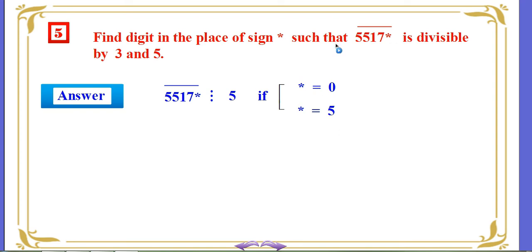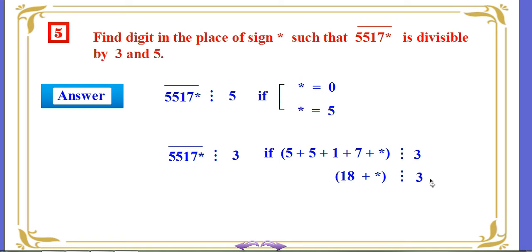On the other hand, 5517 star is also divisible by 3, so the sum of the digits must be divisible by 3. 5 plus 5 plus 1 plus 7 plus star must be divisible by 3. We get 18 plus star divisible by 3. So star is 0, 3, 6, 9. Combining both cases, star in 5517 star, divisible by 3 and 5, is 0.